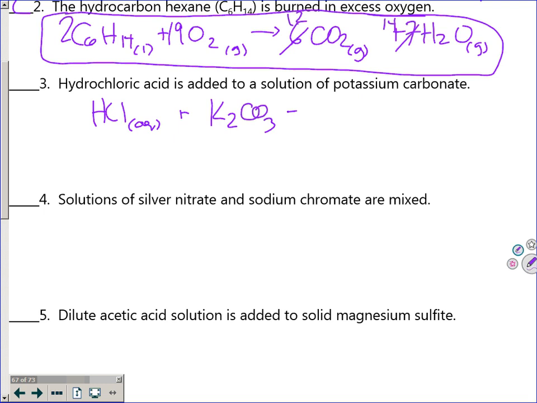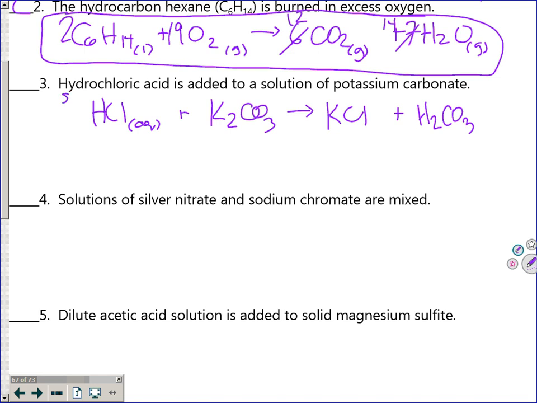K2CO3, those are carbonate. And that's going to be a what kind of reaction? Double replacement. So we make KCl and carbonic acid, H2CO3. All right, so let's classify these as we go. This is aqueous, but it's what kind of acid?